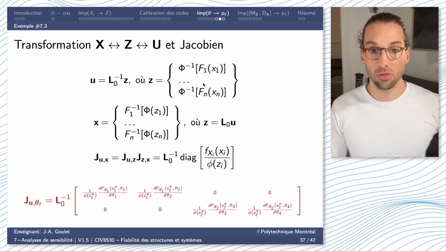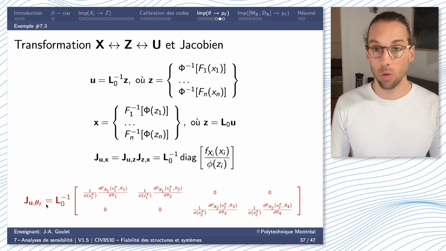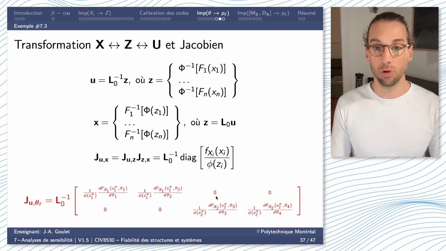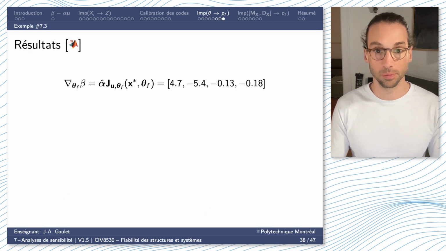So I have my transformation function from z to u. I have a transformation from z to x. I have my Jacobian. This is the classic formulation for the Nataf distribution, and that's going to allow me to compute that Jacobian matrix, the Jacobian of the transformation function with respect to all of the parameters involved in the marginal PDF. Here I have two variables, u1 and u2, represented in two lines, and four parameters, so I'm going to have four columns. Only parameters 1 and 2 are involved in u1, parameters 3 and 4 in u2. So I have those four terms that I need to compute.